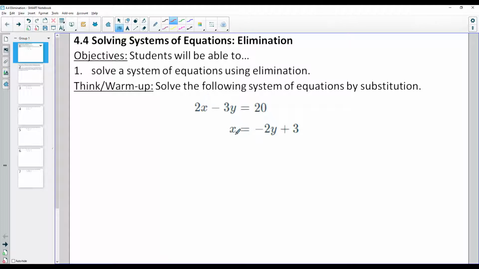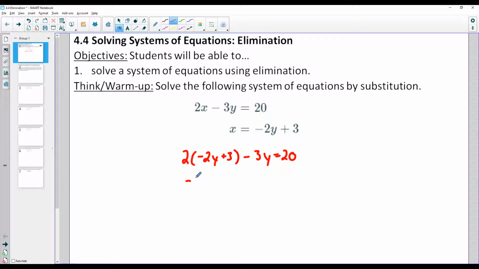Here we see that we have x already solved for. I'm saying x is negative 2y plus 3. So in this top equation, I'm going to replace x with negative 2y plus 3. In place of x here, I'm putting negative 2y plus 3 in parentheses, right? Because if I'm saying 2 times x, I better have 2 times the entire thing, negative 2y plus 3, minus 3y equals 20. And then I just solve from here on out.